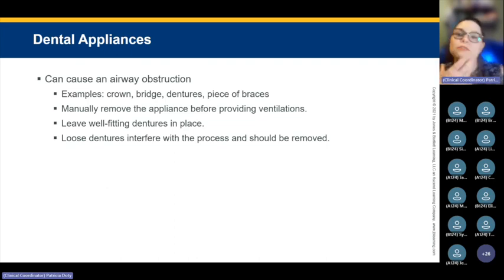If they are well fitting, leave the dentures in place, because once you remove the dentures, when you have a bag valve mask on a patient's face, you don't really realize how much structure the teeth actually give. And so you want to leave those in place as long as possible. Loose dentures, though, get them out of there.